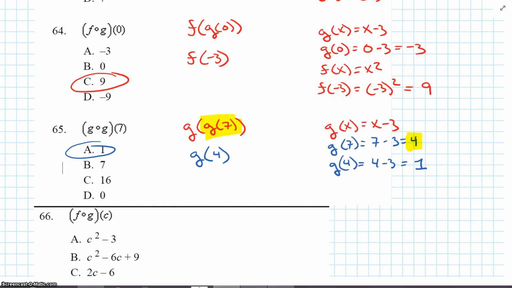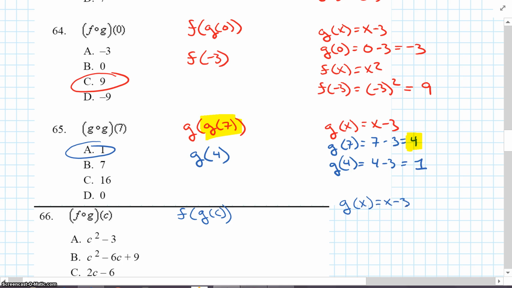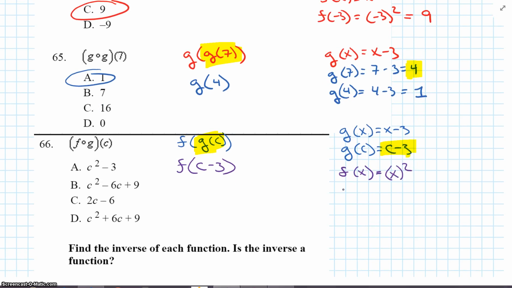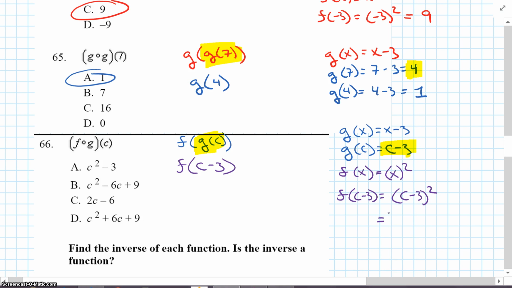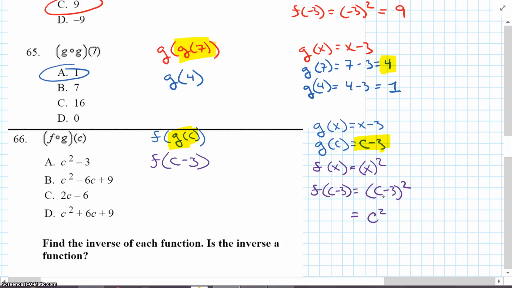All right. The f of g of c. No big deal. The g of x was x minus 3, so g of c would be c minus 3. We'll replace that with that. Now we're going to find the function of c minus 3. Well, the function of x was x squared, so the function of c minus 3 would be c minus 3 squared. That's a perfect square trinomial, so it's going to be c squared minus 6c plus 9. You can FOIL it out if you don't see that. Answer is B.